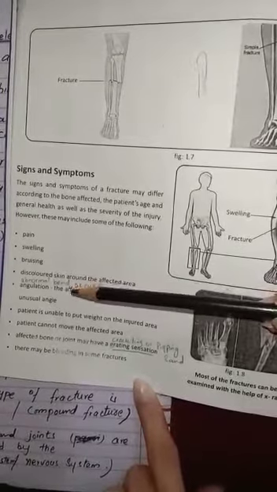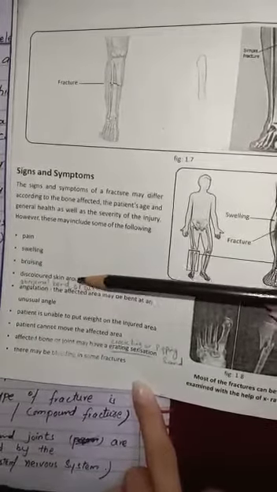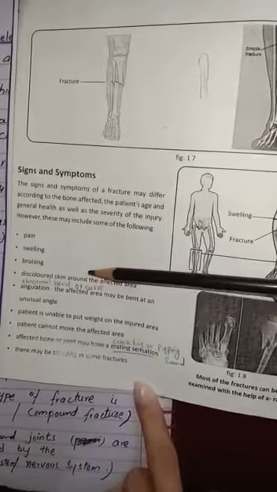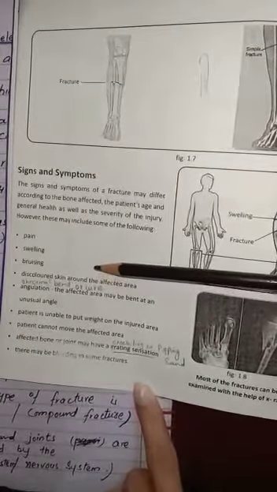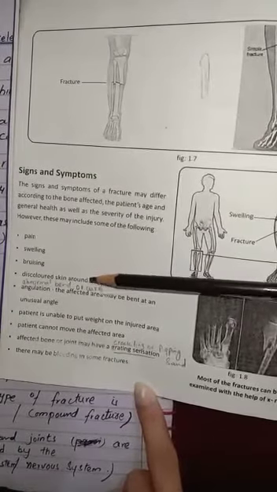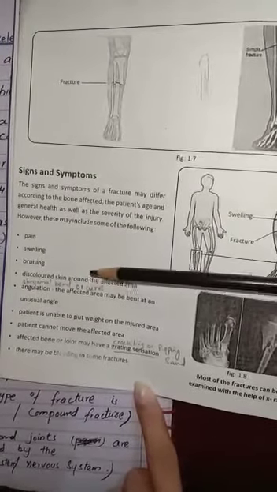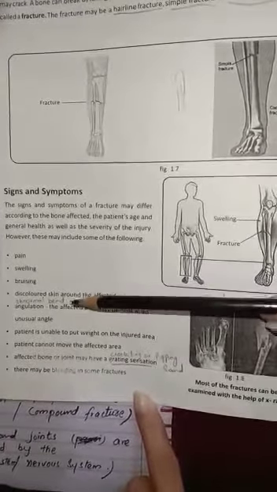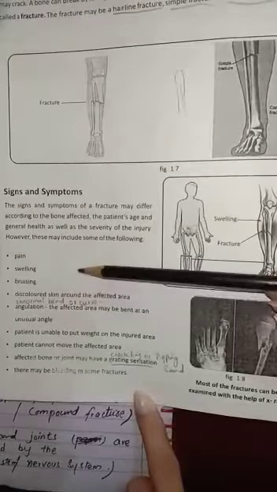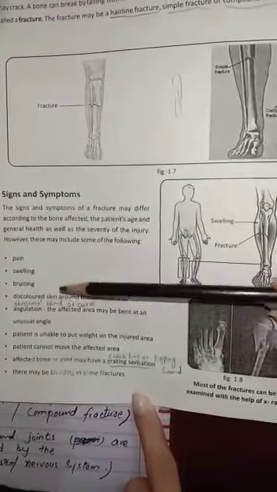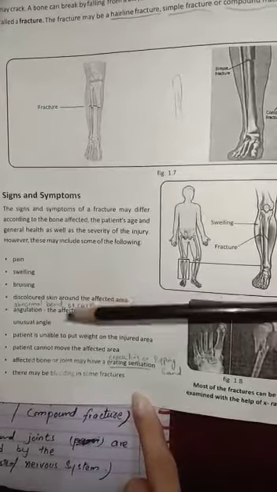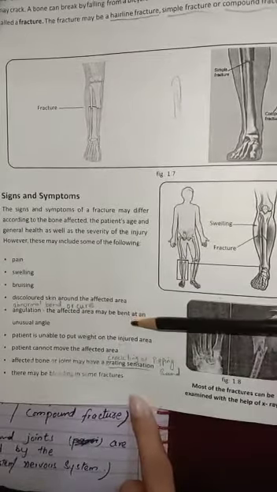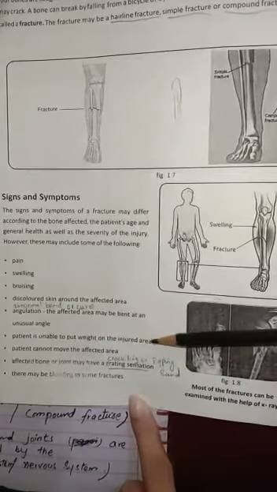And then angulation. Angulation means the abnormal bend or curve. For example, if you fell from somewhere, and your bone bends in an abnormal way, or leads to an abnormal curve, then it makes the angulation, which later on leads towards the fracture. The affected area may be bent at an unusual angle, like abnormal angle. Patient is unable to put weight on the injured area.